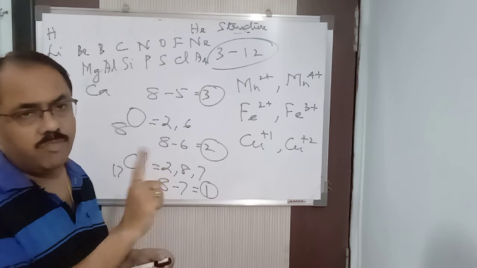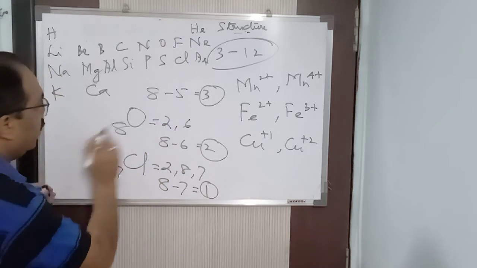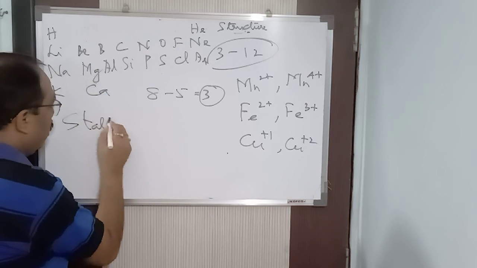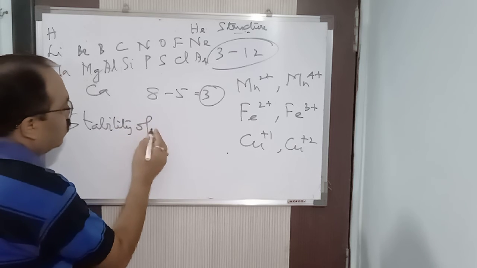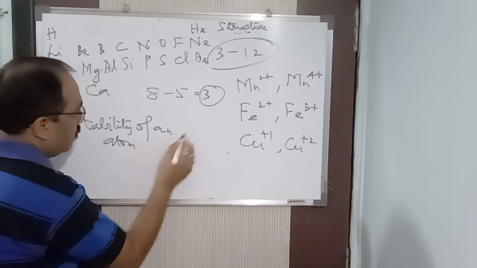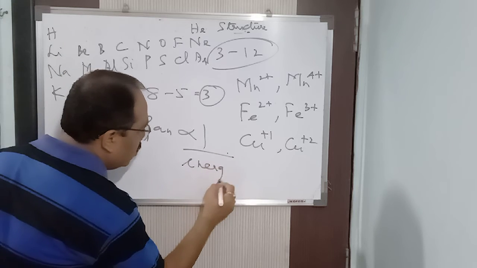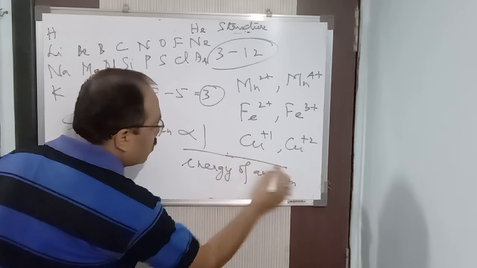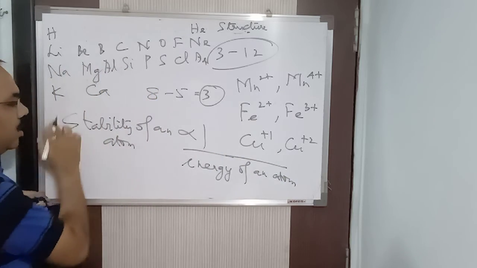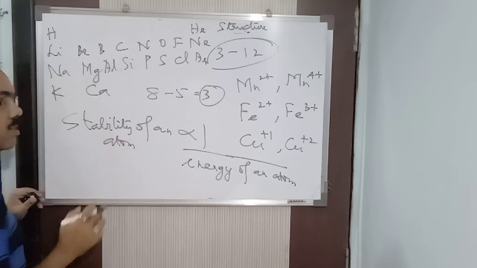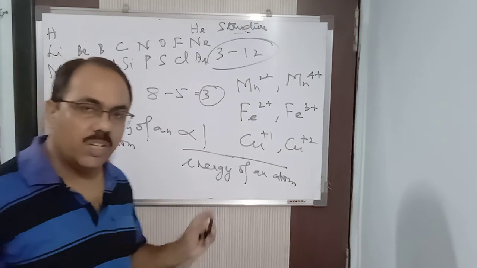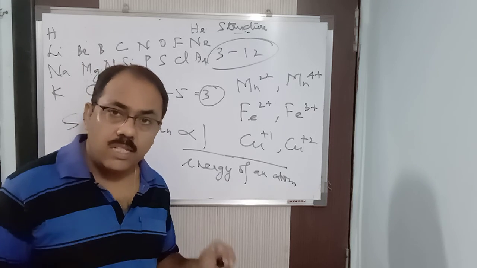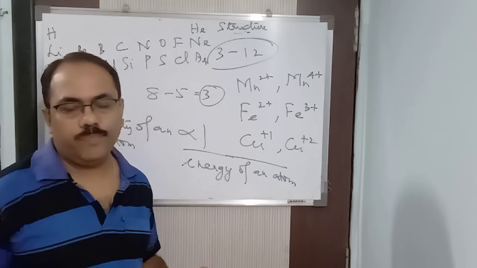Stability of an atom is inversely proportional to the energy of an atom. Got it? So if energy is less, stability is more. If energy is more, stability is less. So energy always has to be less to become stable. An atom combines with another atom to attain the lowest energetic state, so as to become stable in nature. Got it? Clear?